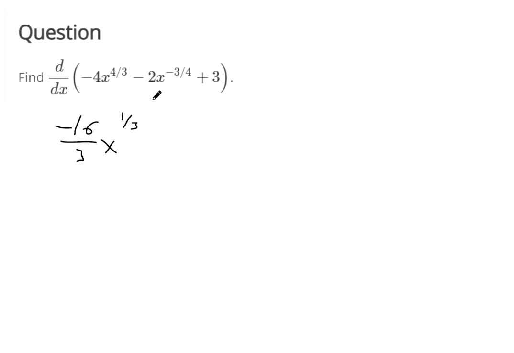The negative 3/4 comes down and multiplies, so that's 3/2 x, and then you reduce it by 1. So negative 3/4 subtracted by 4/4. You're reducing it by 1, so negative 3/4 subtracted by 1 makes negative 7/4. And then the derivative of a constant is just 0, right? Okay, that's it. So this is just 0.